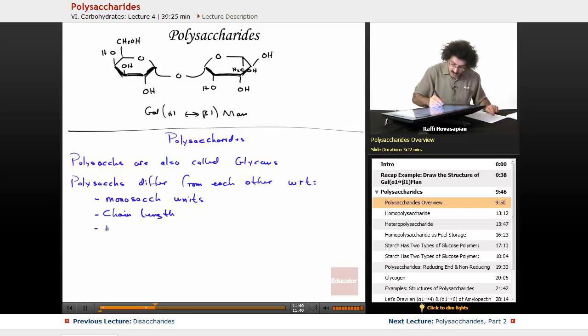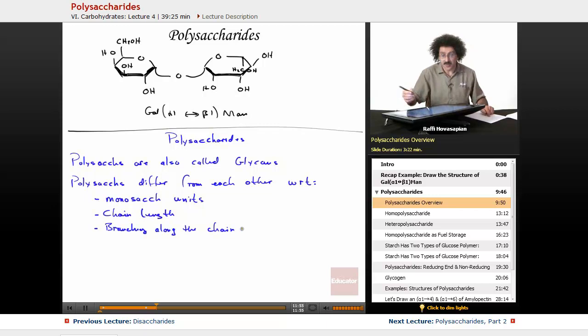So branching along the chain. What you're going to have is something like this. You're going to have some monomer going on, and all of a sudden it's going to branch off like this, and maybe branch off again, and then maybe branch off again. Polysaccharides will do that, and we'll see some examples in just a minute.